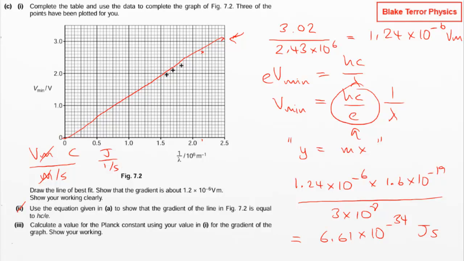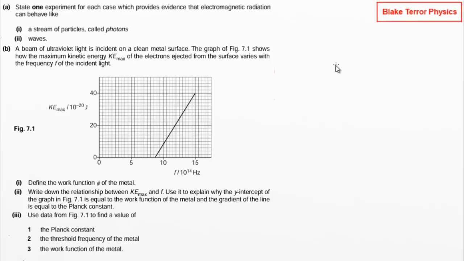One more question to do in this block. State one experiment for each case which provides evidence that electromagnetic radiation can behave like a stream of particles called photons, and like waves. Right, we go photoelectric effect, and waves, Young's double slit. So we'll have those. So double slit, put Young in there as well. And then photoelectric effect.